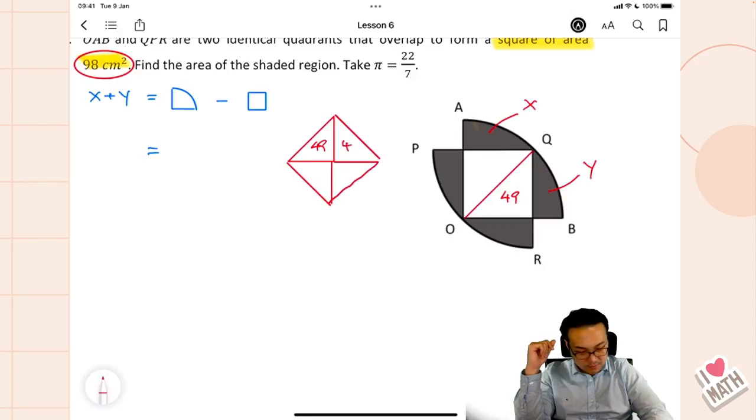Can you see? So what will I end up with? I'll end up with a square like that. And I will end up having 4 of those triangles inside.